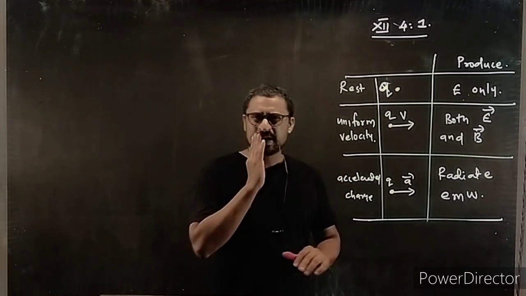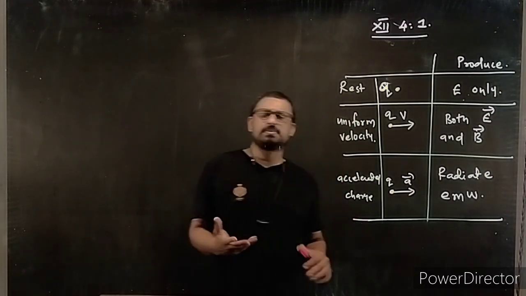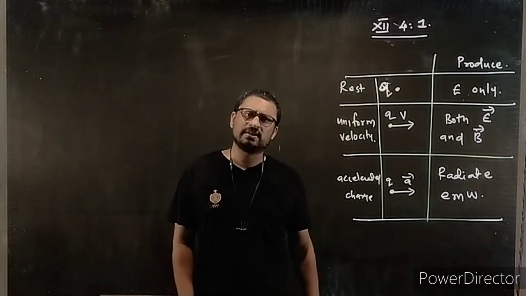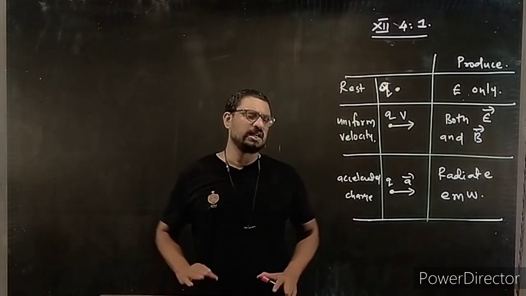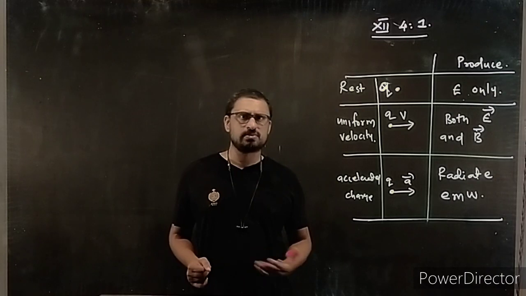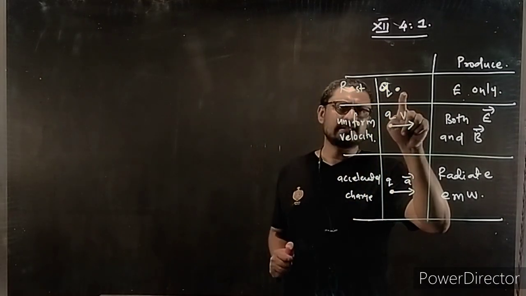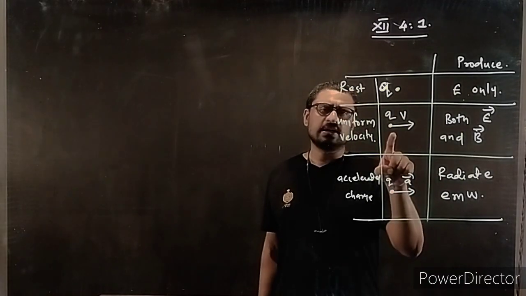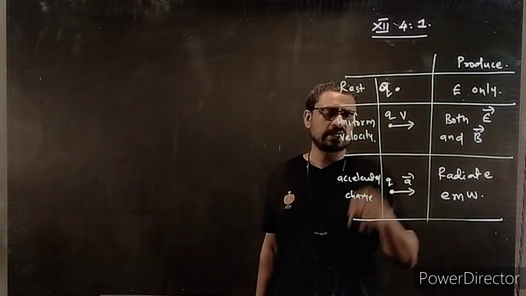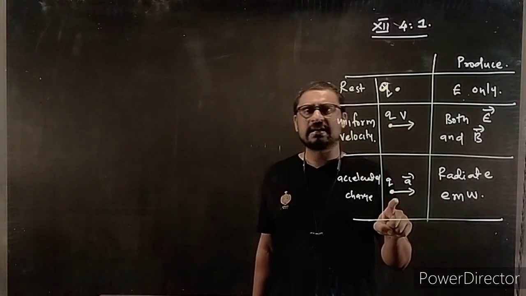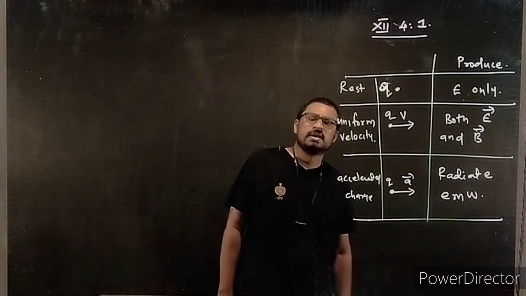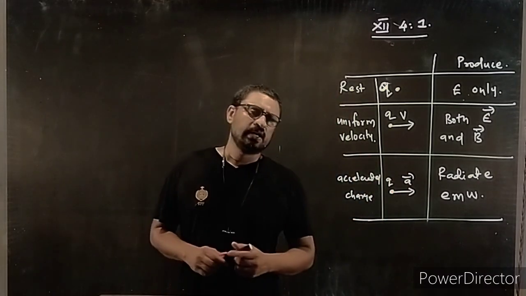You just don't worry about it. We have a complete chapter to study about electromagnetic wave, right? So you just understand now, if a charge is accelerated, it will produce an electromagnetic wave. So let it be there. Charge at rest produces only electric field. Charge under uniform velocity motion produces both electric field and magnetic field. Charge under accelerated motion produces electromagnetic wave.